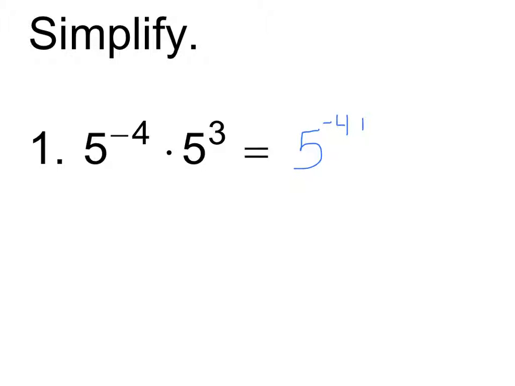exponents together since it's the same base, so I add them. So that gives me 5 to the negative 1. I don't want negative exponents, I want positive, so I'm going to push it to the bottom of the fraction. So 1 goes on top, and 5 to the positive 1 goes on bottom. So our answer is 1/5.